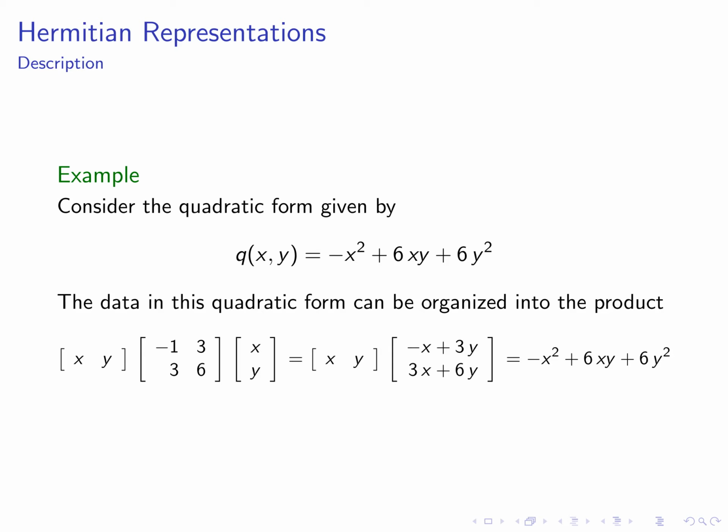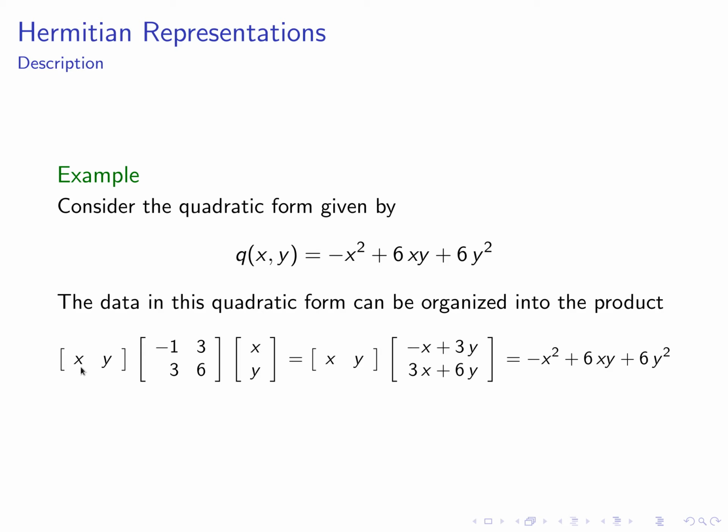So here I want to start by showing that we can use some of the ideas of linear algebra to represent any quadratic form. Here we have a quadratic form on 2 variables, and the formula is negative x squared plus 6 times xy plus 6y squared. And all I want to point out here is that the data in this quadratic form can be organized into a product of matrices. So what is the product of matrices we're looking at here?